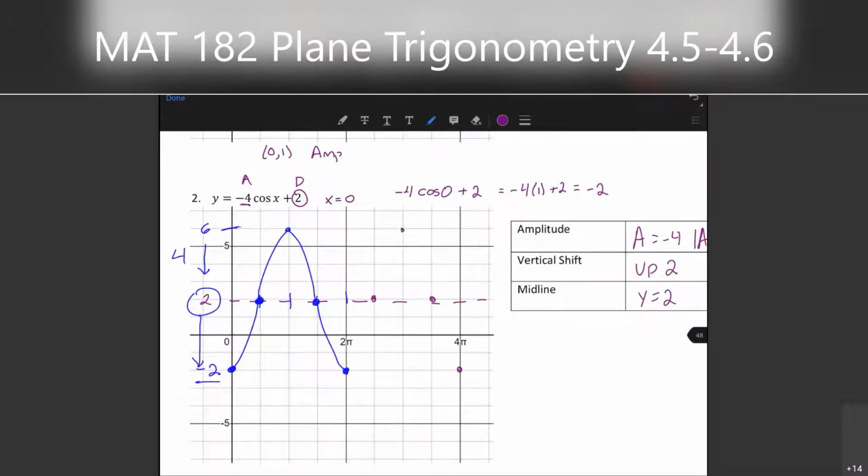There we go. So there we'll have our 2 rotations. But really, when we go to graph, you're only concerned with the cycle between 0 and 2 pi.